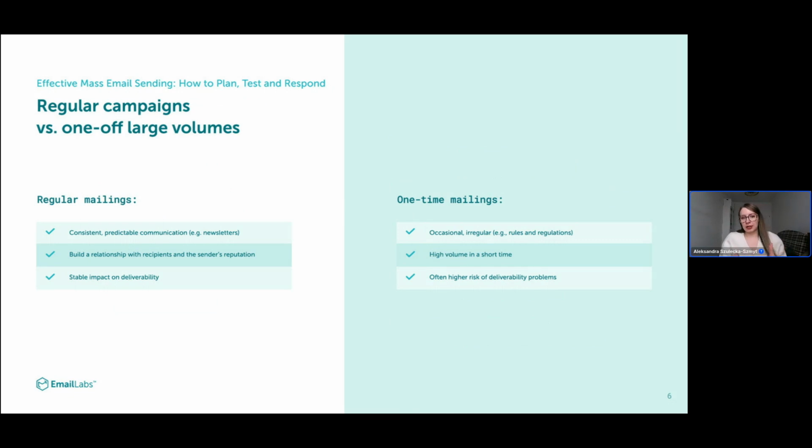On the other hand, one-time mailings such as rules and regulations updates or privacy rules updates are occasional, irregular. They're not that popular with recipients. They don't always receive them well. They can mark them as spam. They can unsubscribe from your mailings. It is a high volume that has to be sent in a short time, which is not easy with the rules that email providers have now, and because of them, there's a higher risk of deliverability problems.